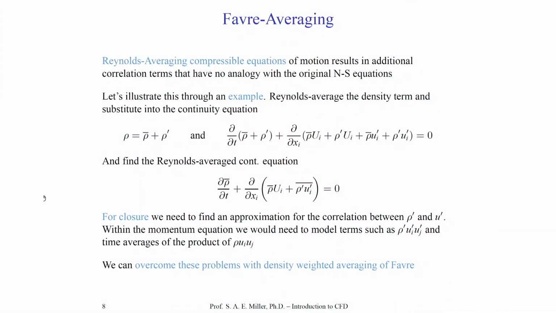Now that we looked at some basic physical considerations, let's turn our attention to the object of the talk today, which is Favre averaging. Of course, he was a mathematician, and he looked at the Reynolds-averaged compressible equations of motion, and these resulted in additional correlation terms that have no analogy with the original Navier-Stokes equations. We'll illustrate this through a particular example to make it simple and concrete.